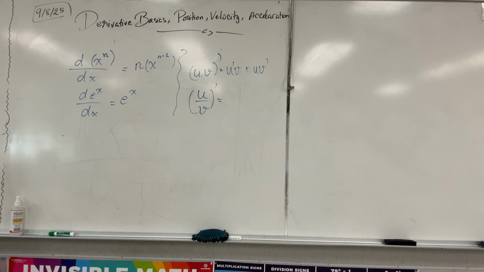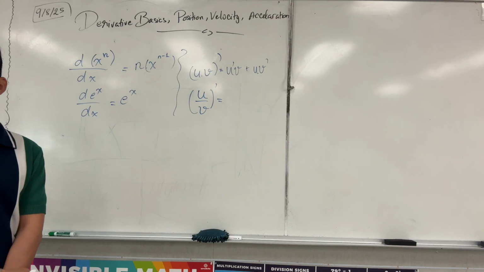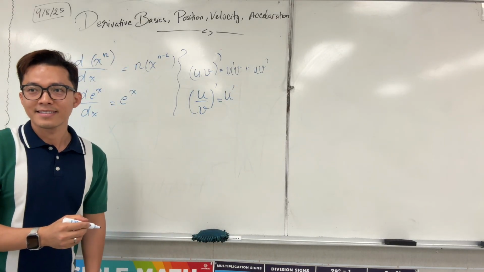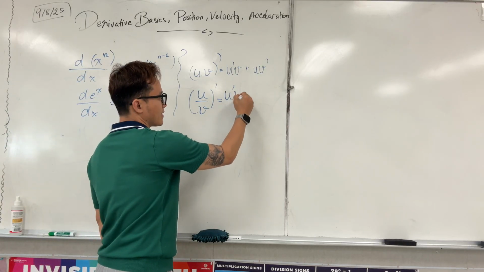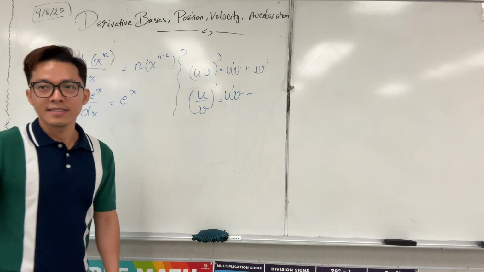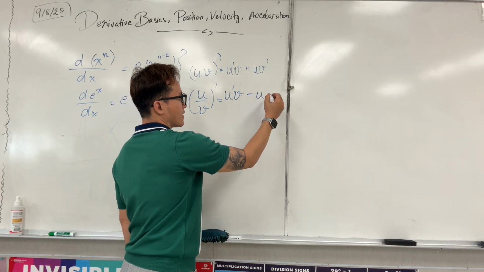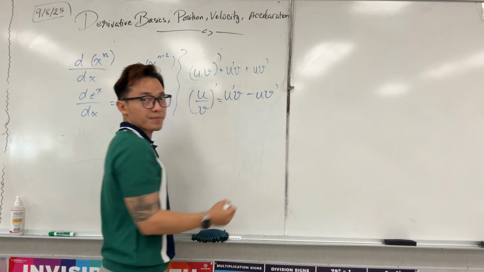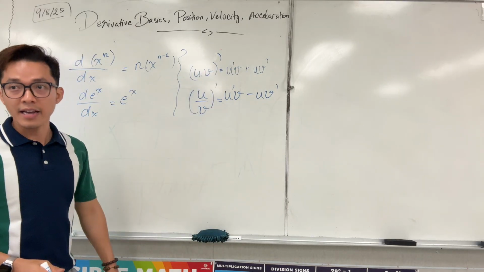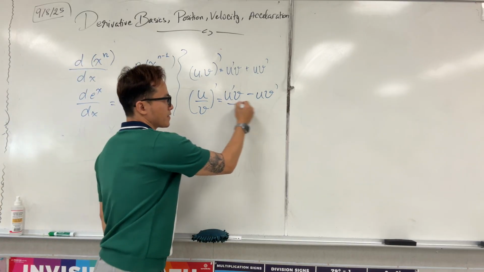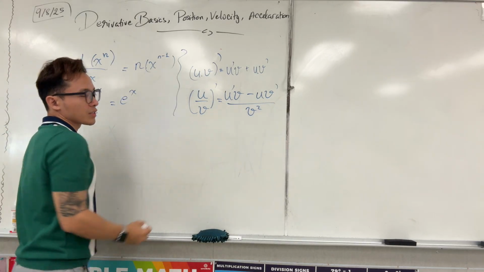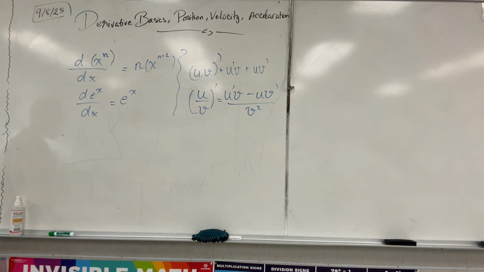Let's go. u prime v minus u v prime. So they're kind of similar, right? But one plus, one minus. And then over v squared. Okay, good job. That's the quotient rule.